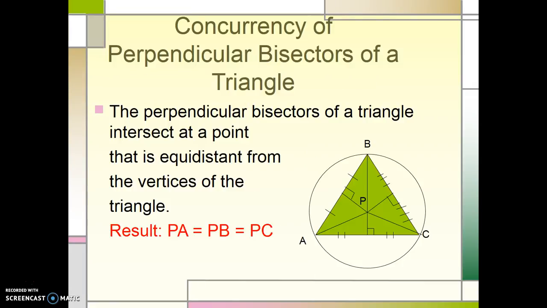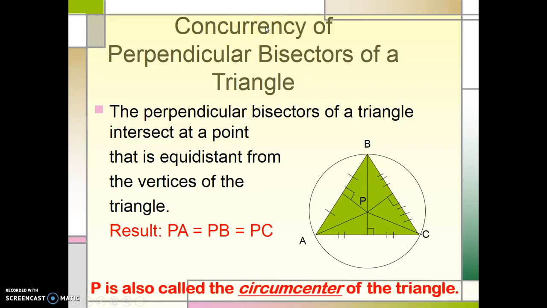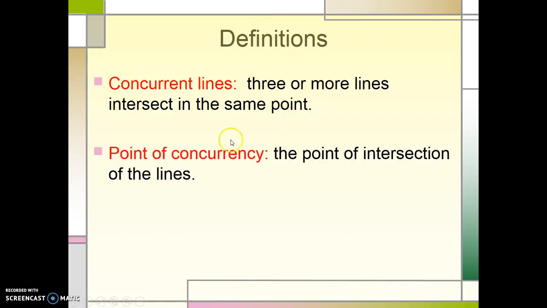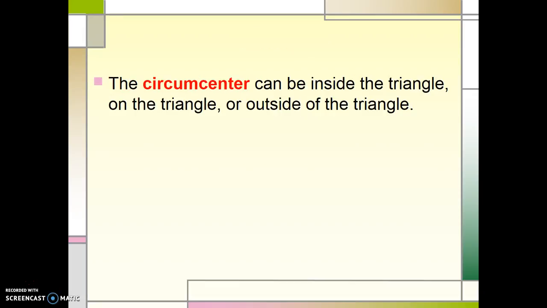So we're going to start here with concurrency of perpendicular bisectors of a triangle. Lots of new words that we are not used to. Let me go one slide ahead and figure out what concurrency means. Concurrent lines are three or more lines that intersect in the same point. And the point of concurrency is the point where those three lines intersect.